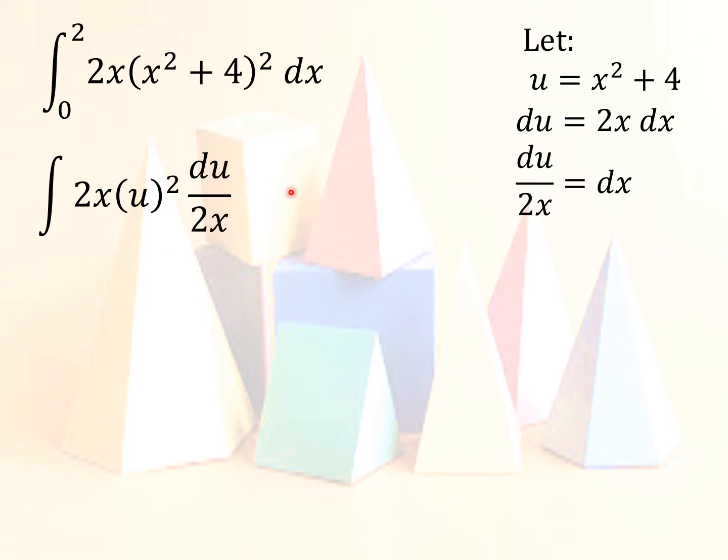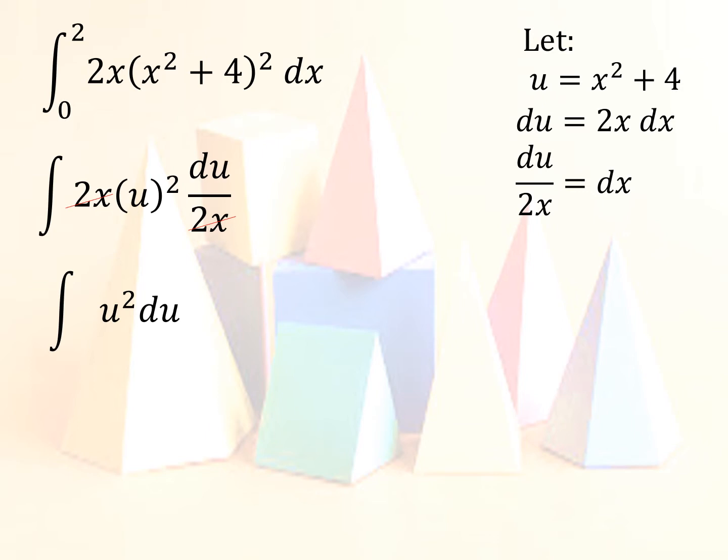So it will become 2x times u squared. And then your dx will become du over 2x from here. Simplifying further, we can cancel 2x. And then it will become the antiderivative of u squared du. And then in the u substitution, we have our lower limit and the upper limit.